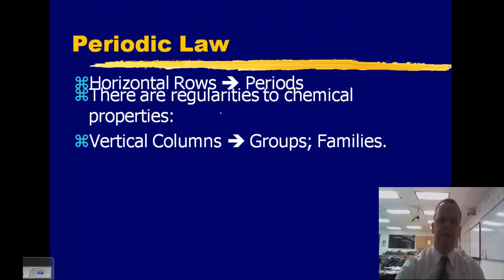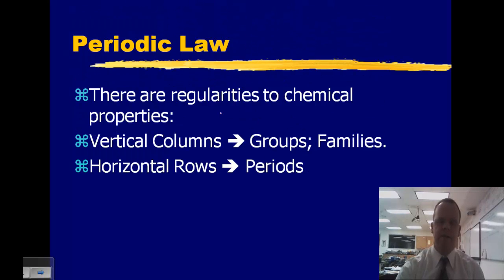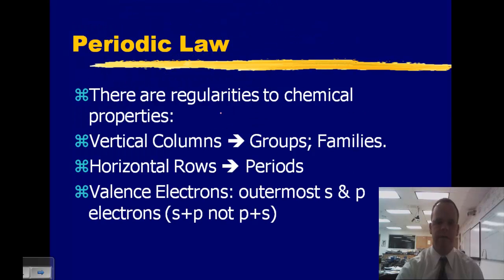Some of the regularities of the periodic table: the vertical columns, once again, are called groups or families. The horizontal rows are referred to as periods. We also have valence electrons. Valence electrons are the outermost s and p electrons. So we're taking the highest energy level and adding up any electrons in the s and p orbitals.